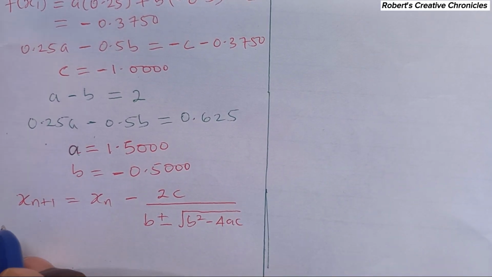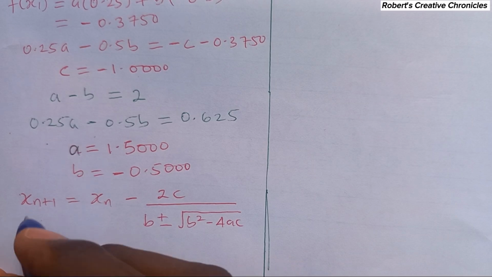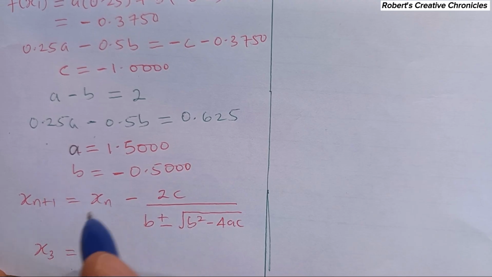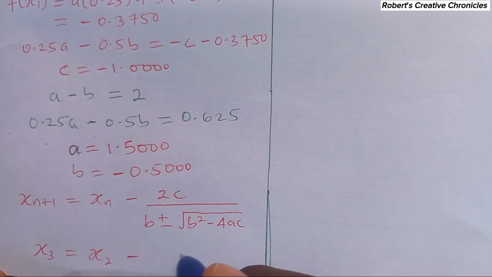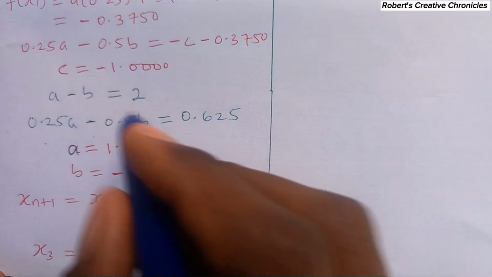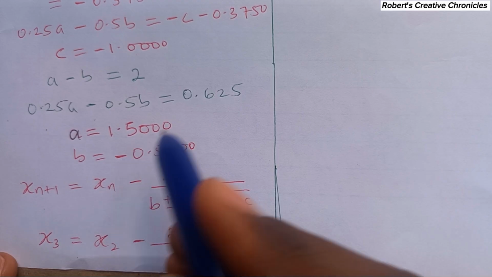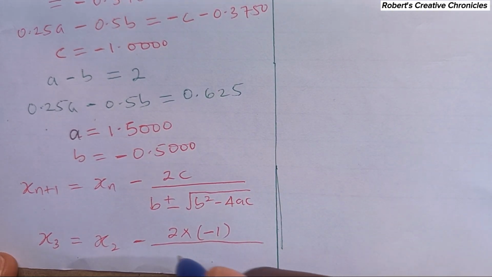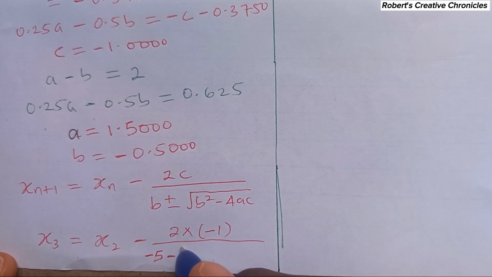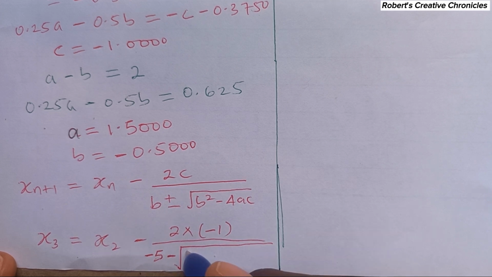So now from the equation we already have x0, x1 and x2. The next one we're going to find is x3. So here n is 2. So it will be x2 minus 2c, 2 times c, c is -1, over b, b is -5. Then minus, since B is negative, square root of B squared, B is -5 squared.